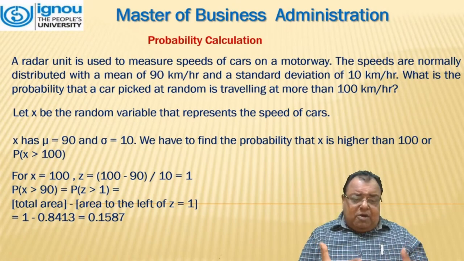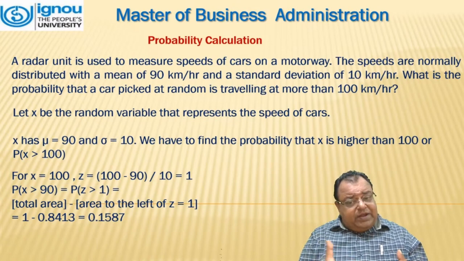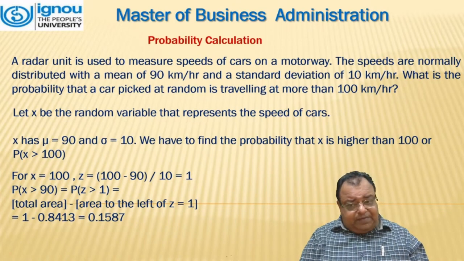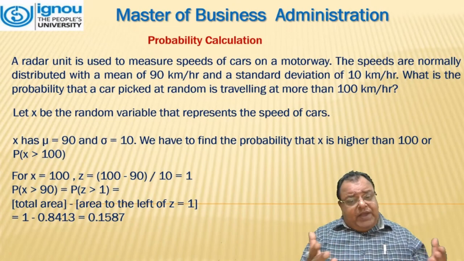Here, the problem is related to the speed of a car. The information given to us in the problem is that the mean is 90 kilometers per hour. That means mu is 90 kilometers per hour. The standard deviation, that is sigma, is 10 kilometers per hour. Now what are we supposed to calculate?